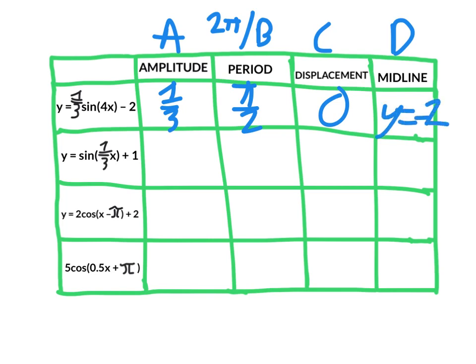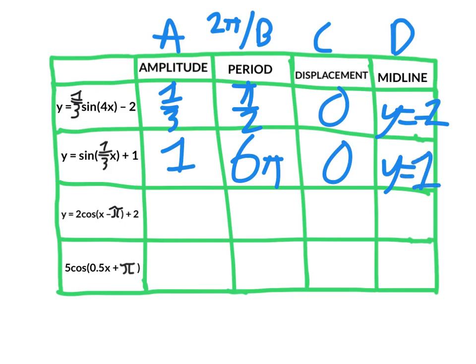And therefore we know that the midline, finally, is y equals negative 2, because d is equal to negative 2. For the next one, we have y equals sine of 1/3 of x plus 1. The amplitude is just 1, because there's a 1 in front of the sine. The period would be 2 pi over 1/3, or 6 pi. There's nothing being subtracted from the x, so displacement 0, and the midline would be y equals 1.